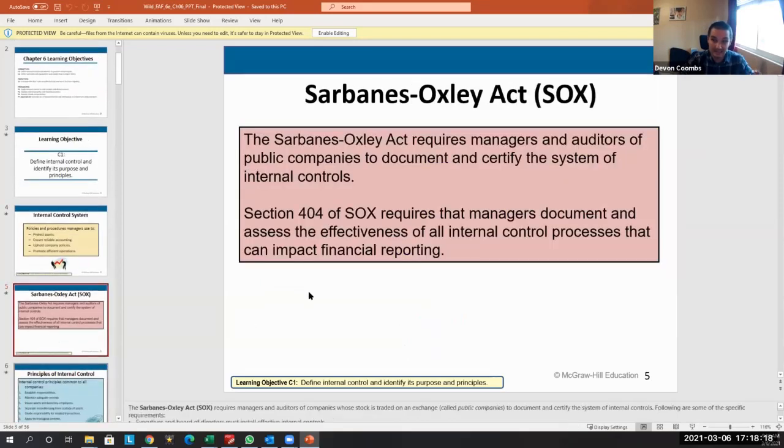This has actually gotten a lot more attention since the Sarbanes-Oxley Act of 2002. The Sarbanes-Oxley Act requires managers and auditors of public companies to certify that the internal controls are working for a company. Before 2002, auditors didn't have to give an opinion, and companies didn't have to give an opinion on whether their internal controls were working.